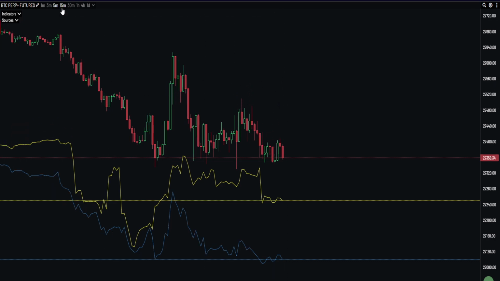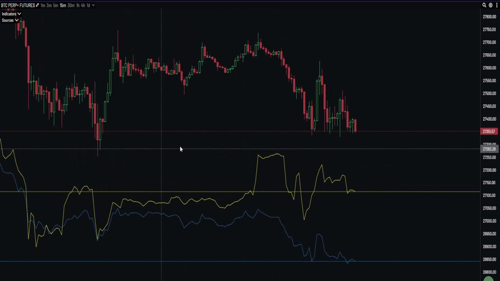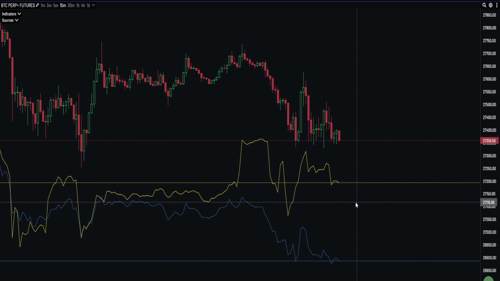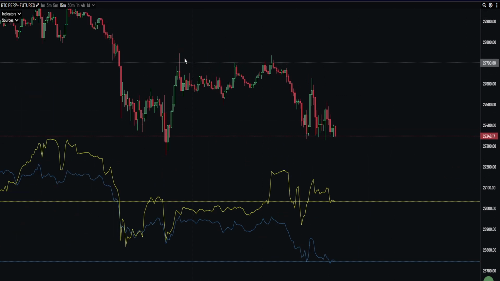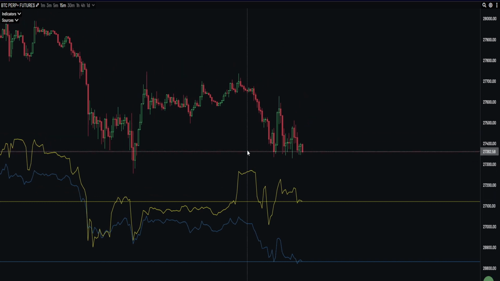So I can show you the 15-minute, and you will see we do have blue CVD divergences, bullish: higher low in price, lower low on blue, bullish CVD divergence. However, on yellow, you see bearish CVD divergences. First of all, lower high on price, higher high on the CVD, that is quite clear.